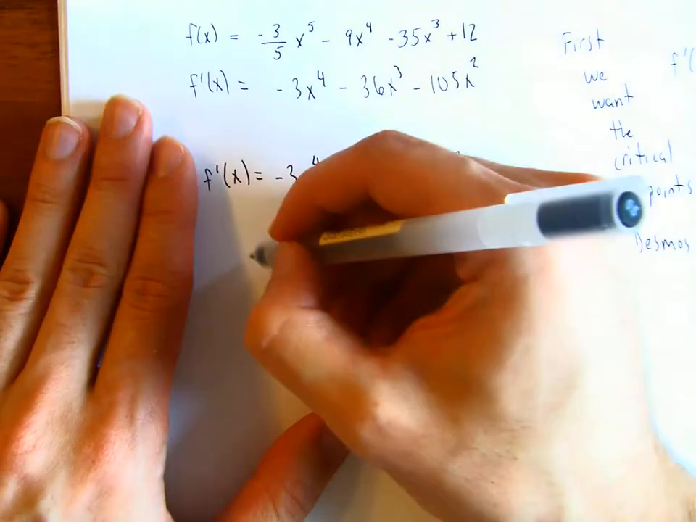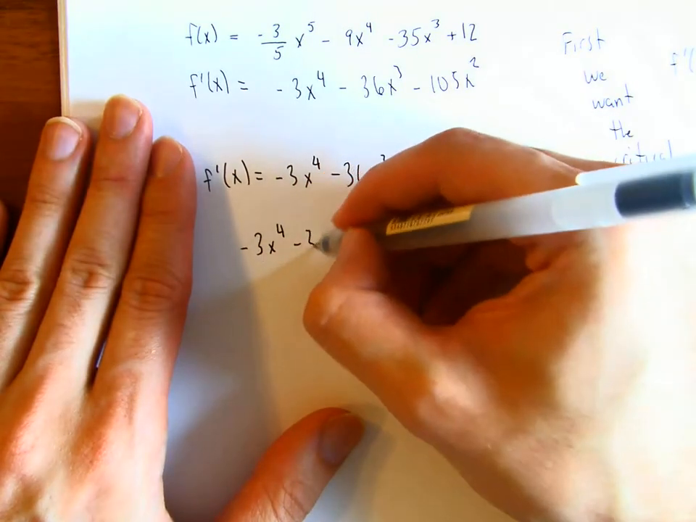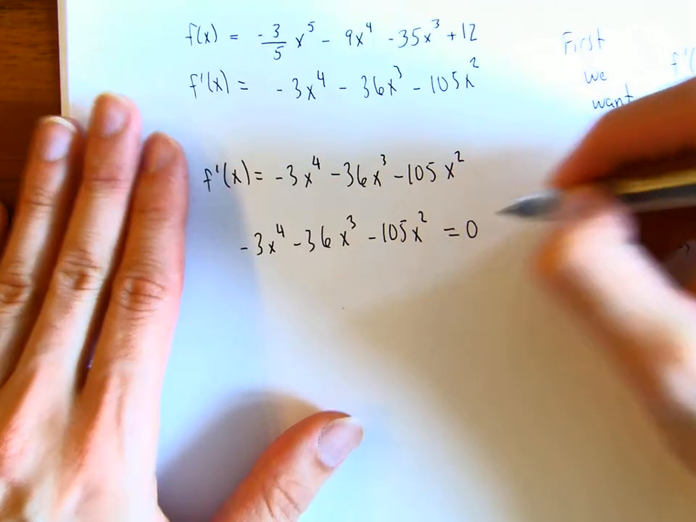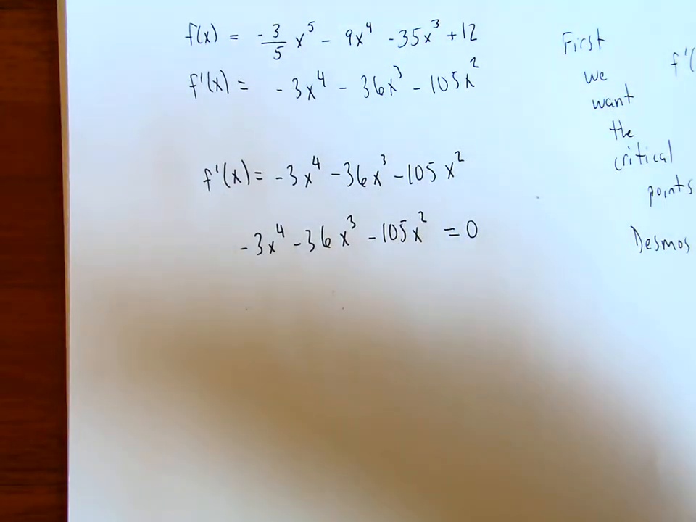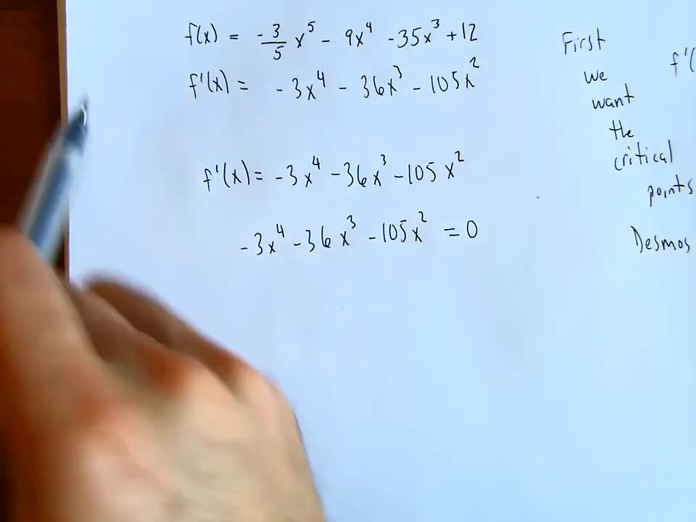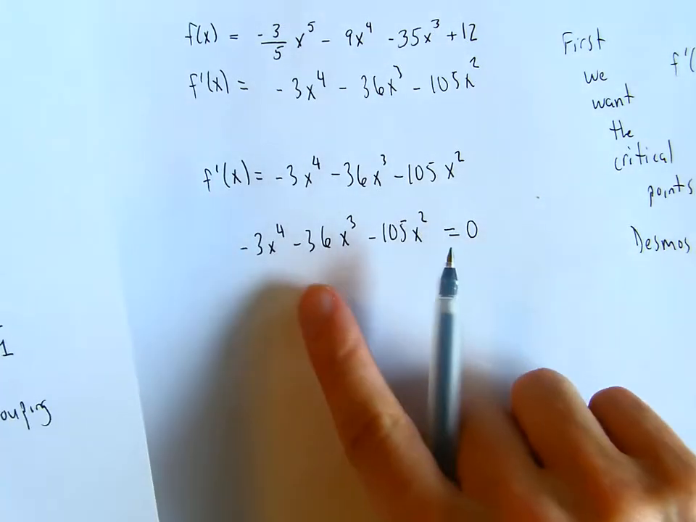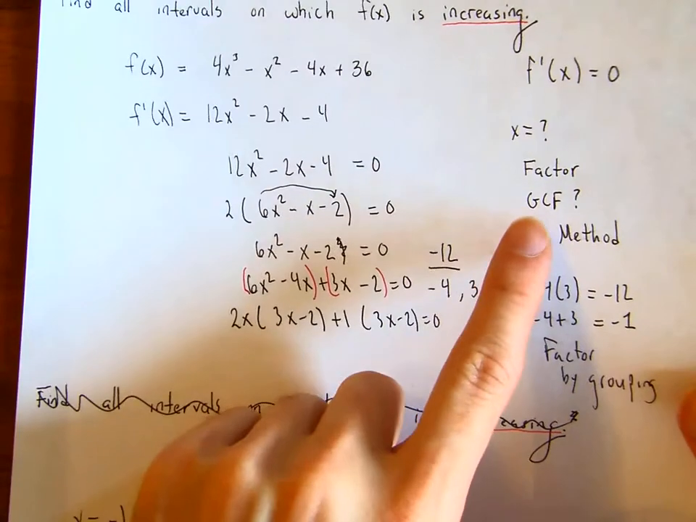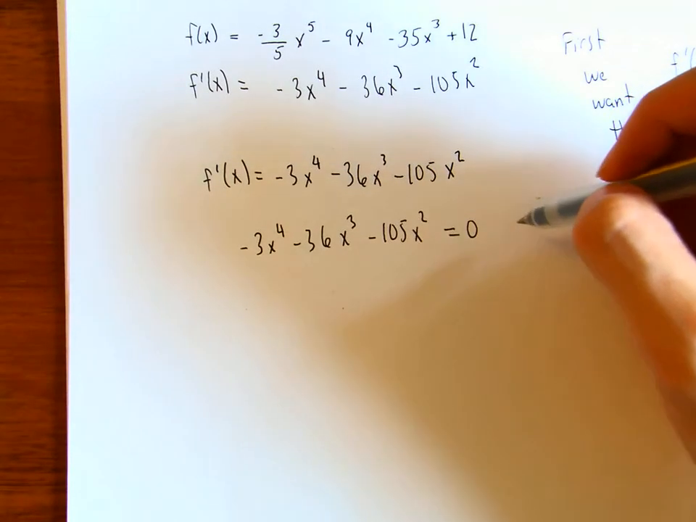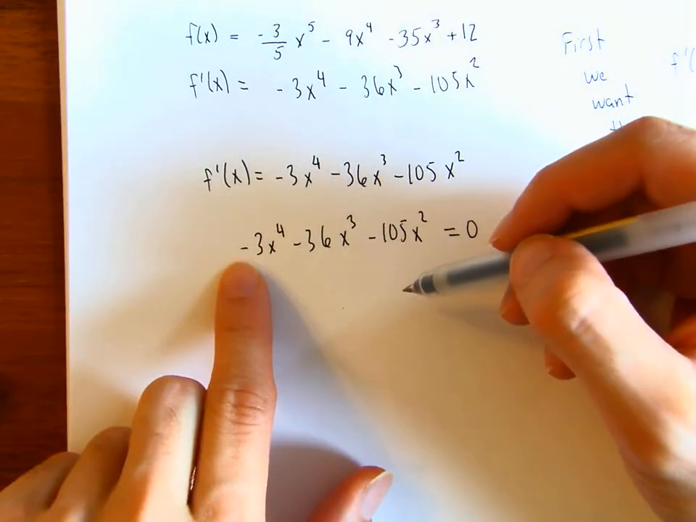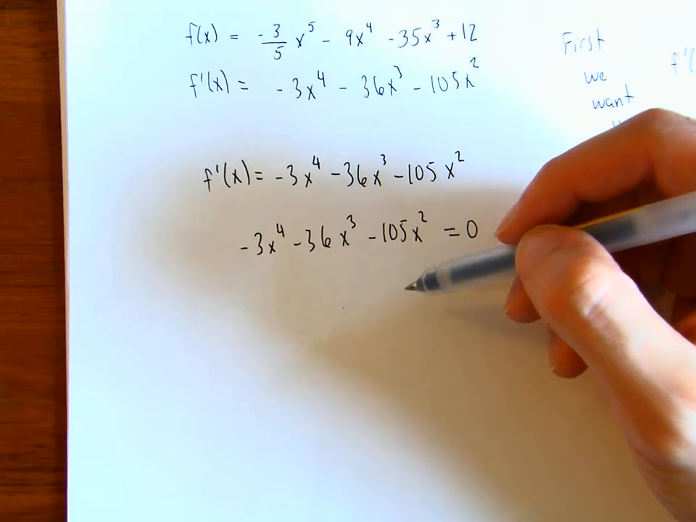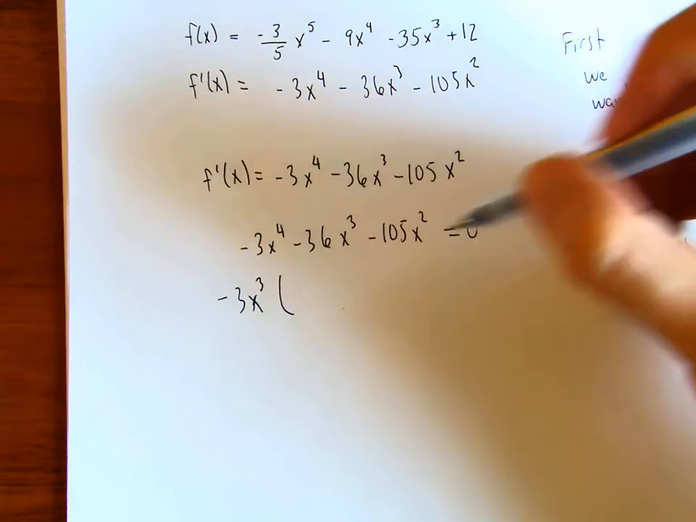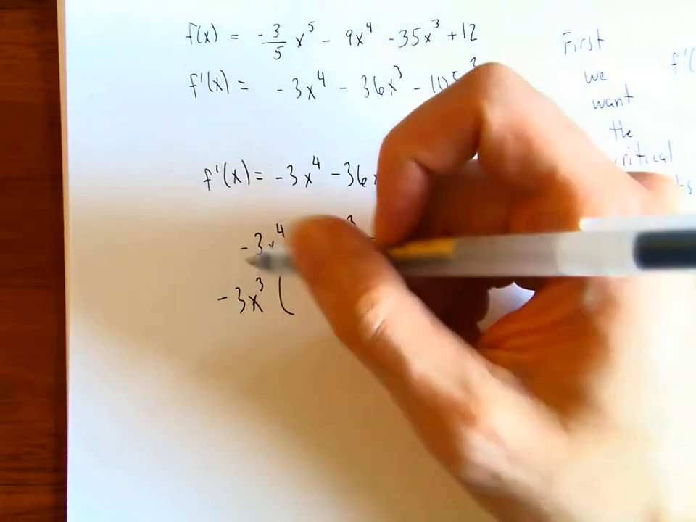Now, what do we need to do? We need to take this negative 3x to the fourth minus 36x cubed minus 105x squared, and we're going to make it equal to 0. Let's look at our notes for how we solved the last problem. What did we do first? First, we made the function equal to 0. Then, what's the idea? Is there a greatest common factor here? And remember, we have a negative leading coefficient, so what is the GCF? It should be negative 3x cubed. Oh, no, negative 3x squared, sorry.